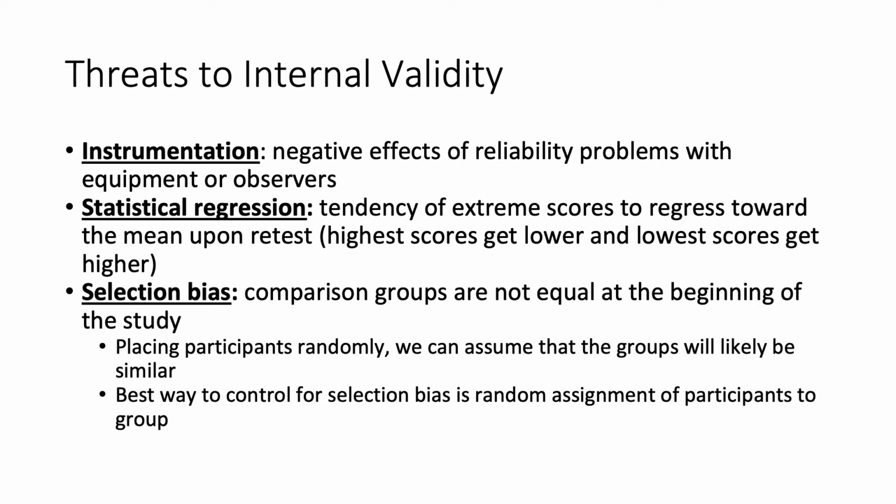Another threat to internal validity is selection bias, which is the comparison of groups that are not equal at the beginning of the study. We want the groups to be similar so that the treatment is valid when we are comparing two or more groups. By placing participants randomly, we can assume that the groups will likely be similar. Therefore, the best way to control for selection bias is random assignment of participants to a group.